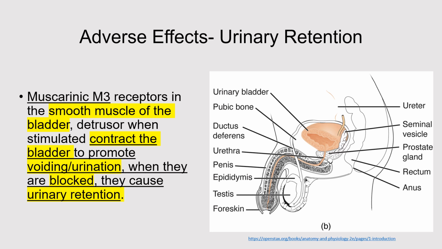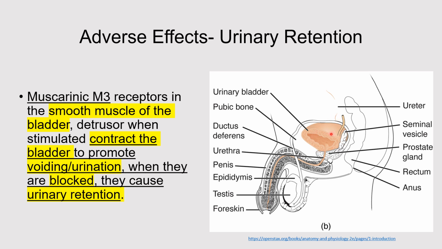All right, muscarinic receptors are not only present on the salivary glands and the lungs, they are also present on the smooth muscles of the bladder. So when they contract, what do they do? They promote voiding or urination. Because we are giving a muscarinic antagonist drug, it blocks the action, so it creates urinary retention. That's one of the adverse effects of this drug.